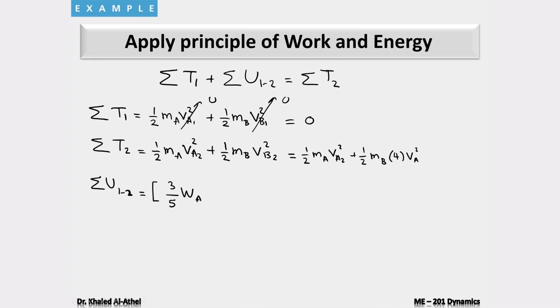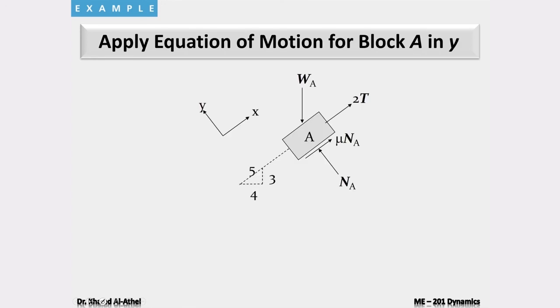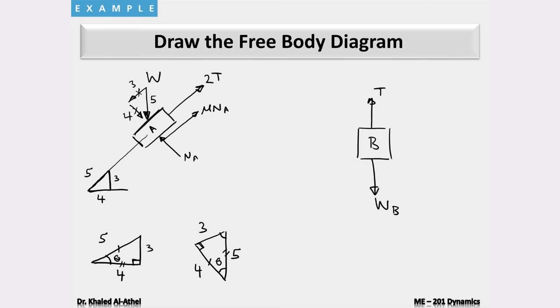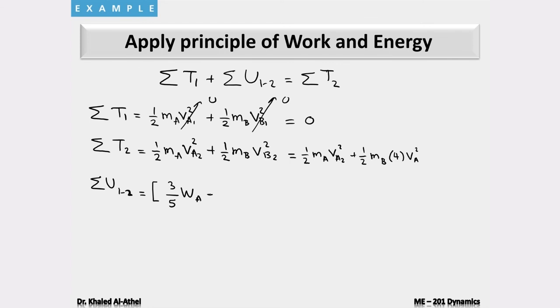And then I have the tension, which is opposite to the direction of motion. So tension is opposite to the direction of motion, so the work done will be negative. So it will be minus 2T. I'm going to multiply them all by the displacement at the end. And then I have friction, which is also negative, as we know. So it's going to be minus mu NA.